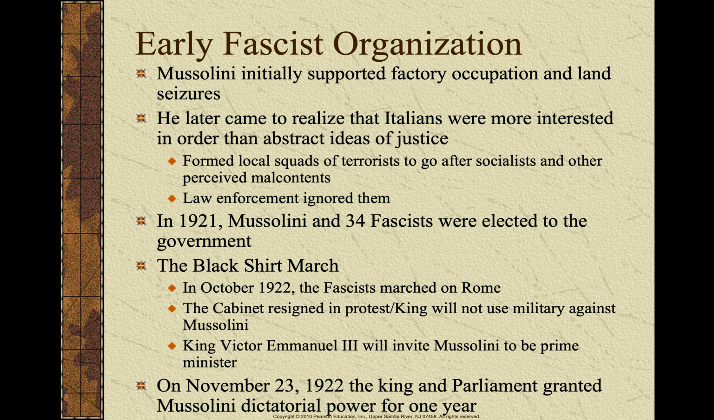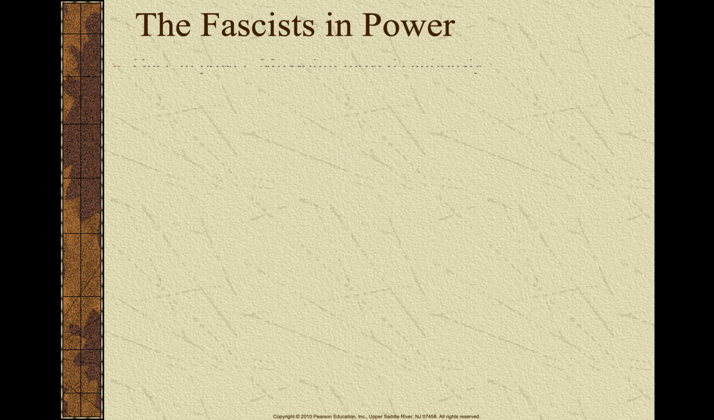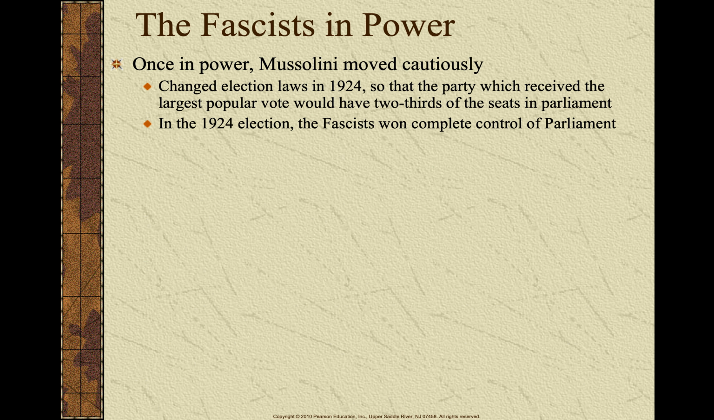And in 1922, the king is going to say, Mussolini, you can be dictator for 1 year. You can have dictatorial powers, all right? And so Mussolini is going to become a dictator for 1 year. That's not going to work out. We know Mussolini is not going to give up his power. So once he's in power, ladies and gentlemen, he is going to make his move. He's going to start changing election laws, and by changing the election laws, we're going to see the fascists win complete control of parliament.